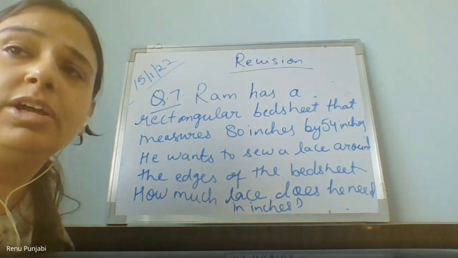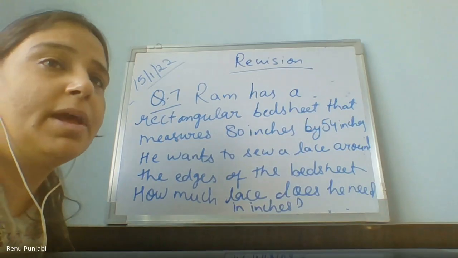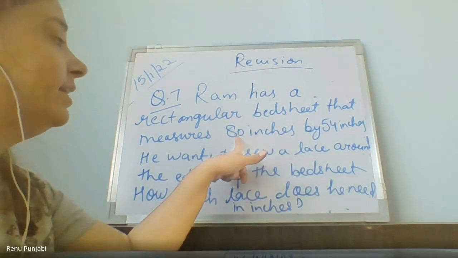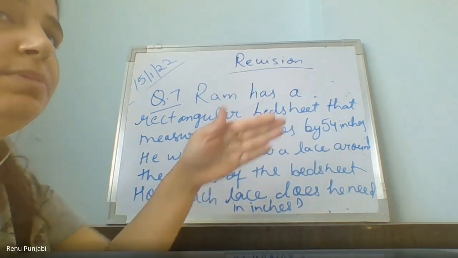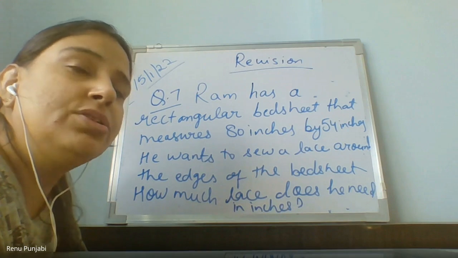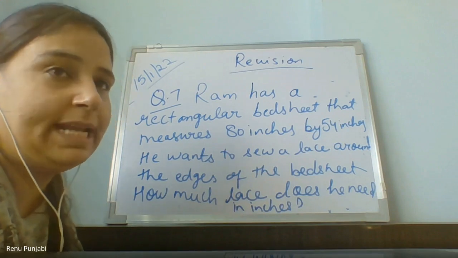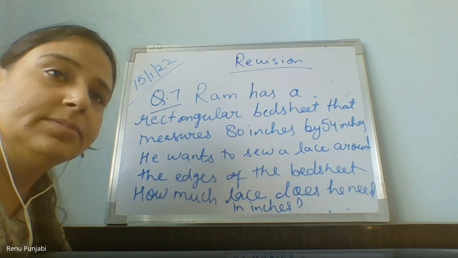Ma'am, I'm still confused that 268 is the answer. So we have to multiply 80 by 54? No, why multiply? That is the formula of area, length multiplied by breadth. Here we have to add and multiply by 2. Or you can add 80 two times, 80 plus 80, and add 54 two times, 54 plus 54. If I say 3 plus 2, 5 multiplied by 2 is 10, and adding 3 two times and 2 two times is also 10. Got it?